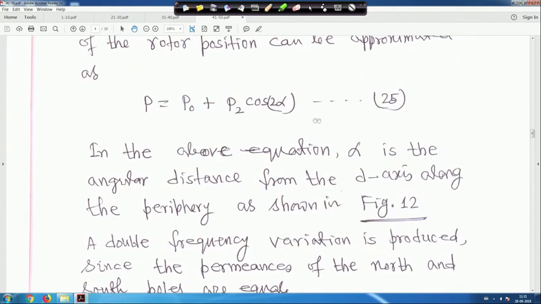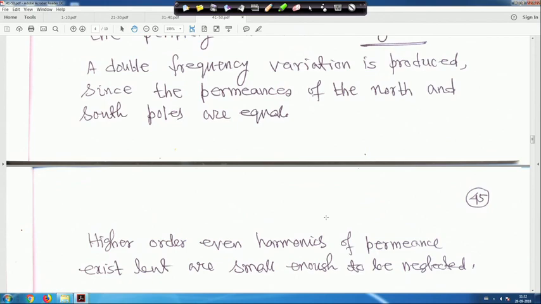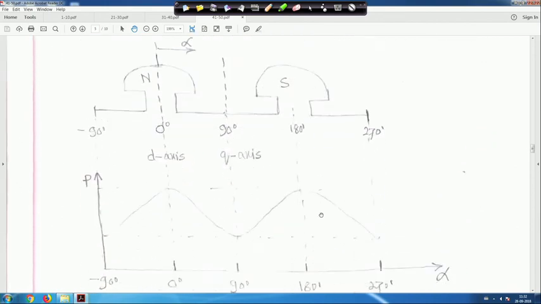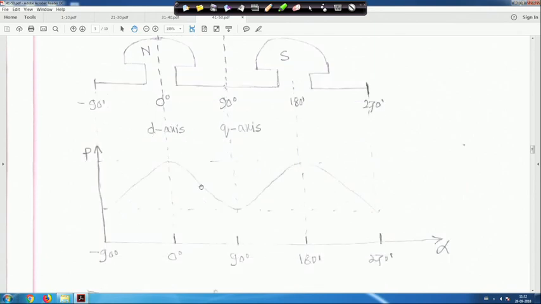In the above equation, alpha is the angular distance from the d axis along the periphery, as shown in figure 12. This is figure 12, and this is your d axis. From this alpha is measured, and this is minus 90, 0, 90 degree, 180 degree, 270. This is the N pole, this is the S pole, this is the d axis, and this is the q axis. This side is the plot of permeance.